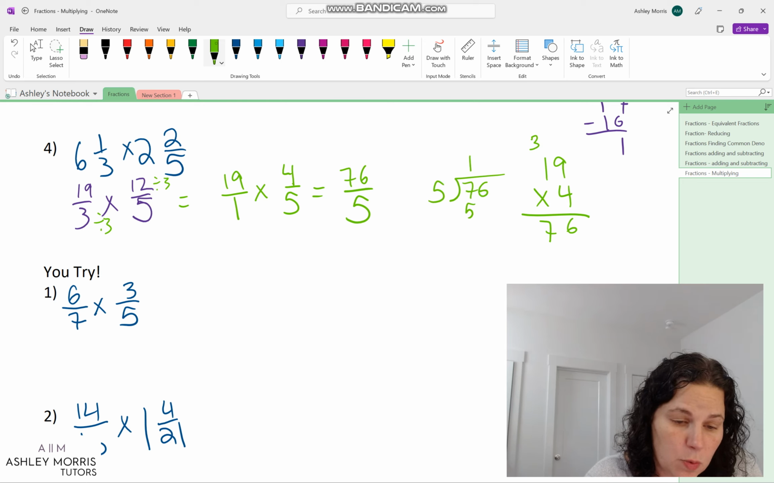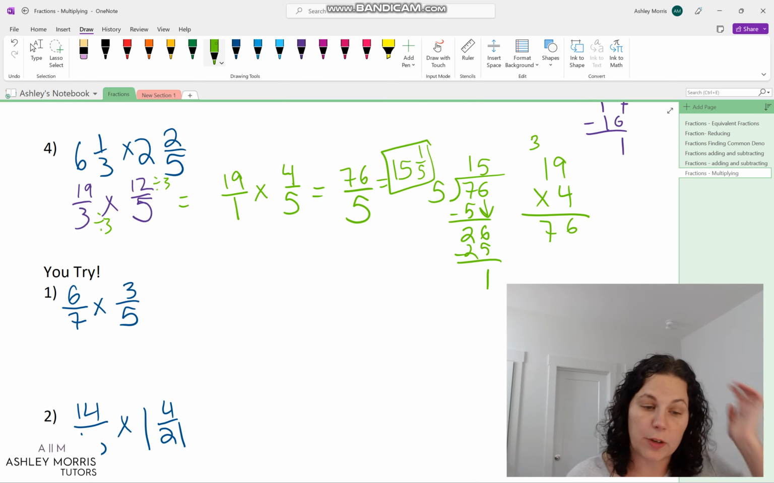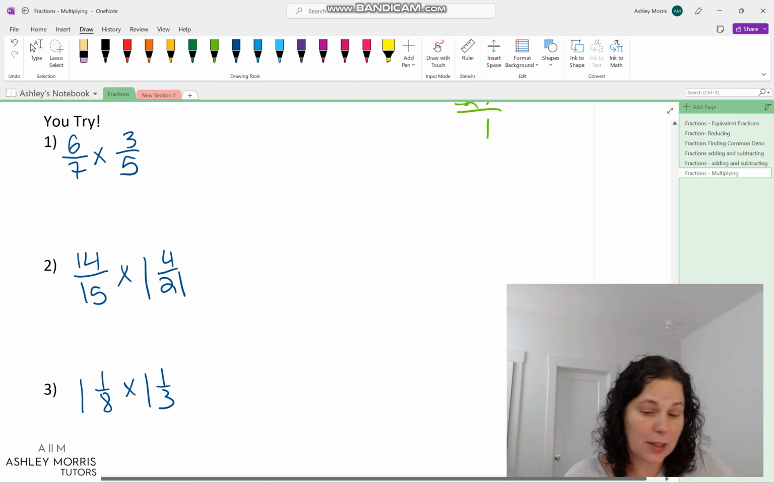5 goes into 7 one time. Bring down your 6 with 1 left over. So we get 15 and 1/5. I didn't do a very good job with my scratch work, but there you go. All right, I want you to pause and try these 3 on your own.